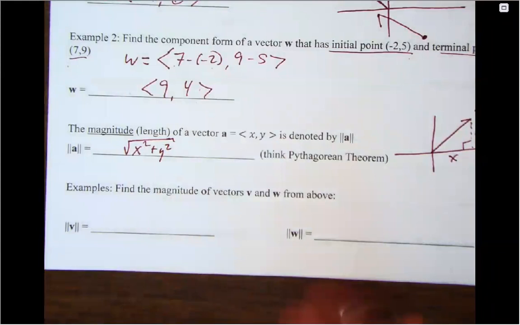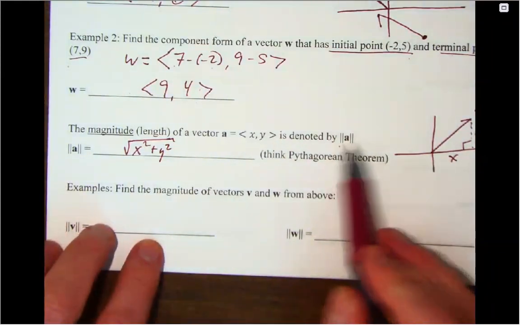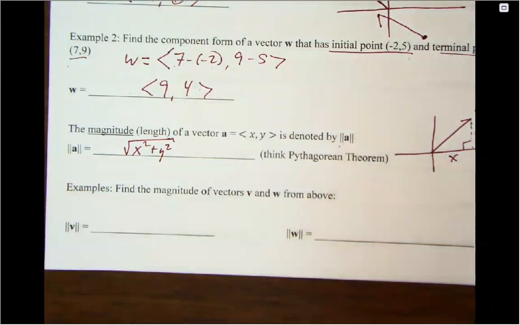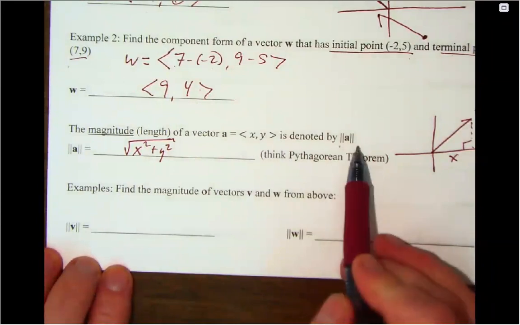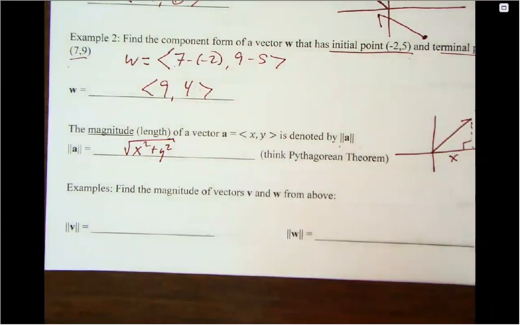And the notation, and everybody always freaks out the first time they see the notation. It's just these double bars. If you see the double bar around the vector, that just means notation. Okay, so if you see the double barred vector, that just means find the magnitude, find the length, Pythagorean theorem.